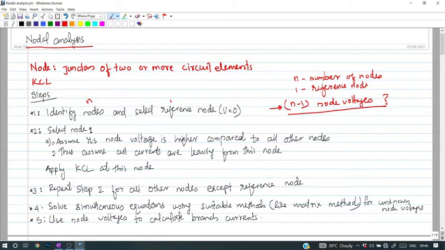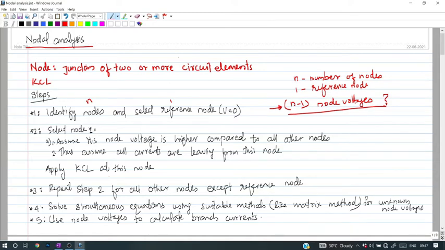You can choose any node as the reference node. But usually it is preferable that the node having more elements connected, or the last node, is taken as the reference node. You can choose any one. Then the next step is to select a particular node, say node 1.